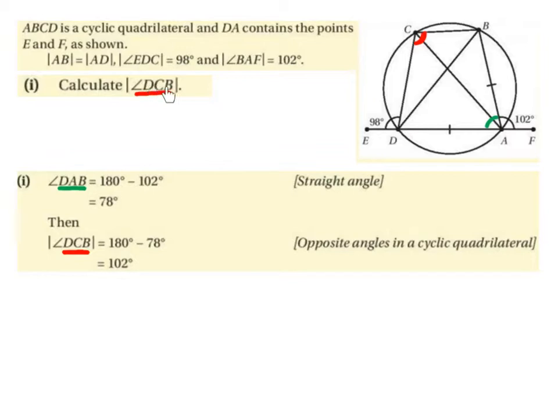Calculate the angle DCB, so this angle in red. We're going to start with the angle DAB in green, and this angle is 78 degrees because this is a straight line, and a straight line adds up to 180 degrees, and 180 degrees minus 102 degrees is 78 degrees. So this angle in green is 78 degrees. Then the angle DCB is going to be 180 degrees minus 78 degrees, which is 102 degrees. So the angle in red that we're looking for is 102 degrees, because opposite angles in a cyclic quadrilateral must add up to 180 degrees.